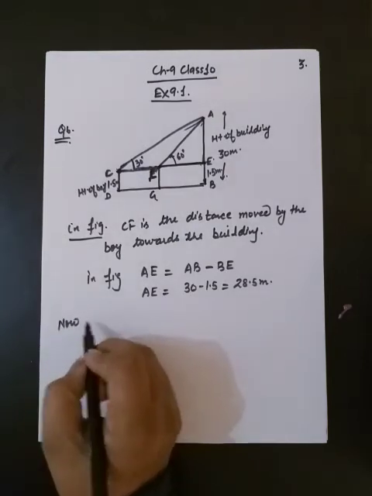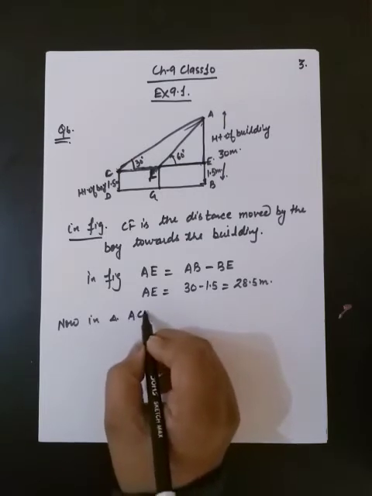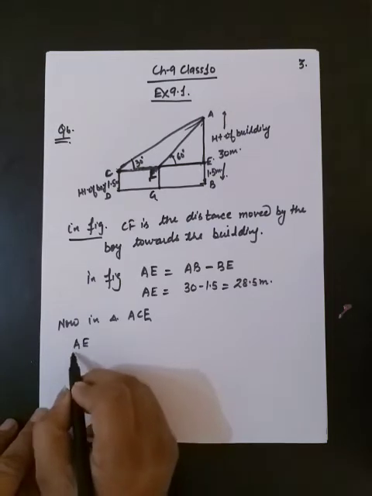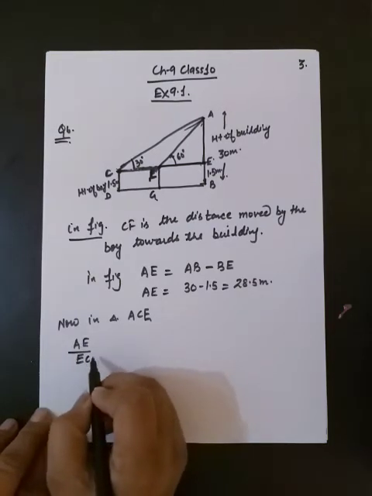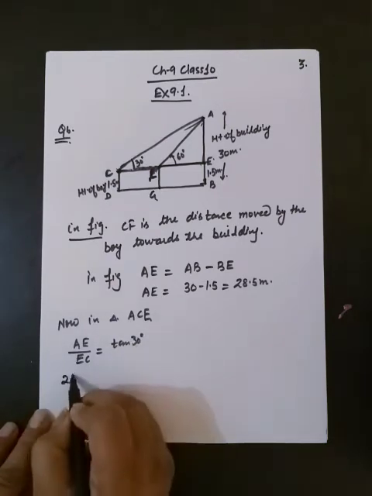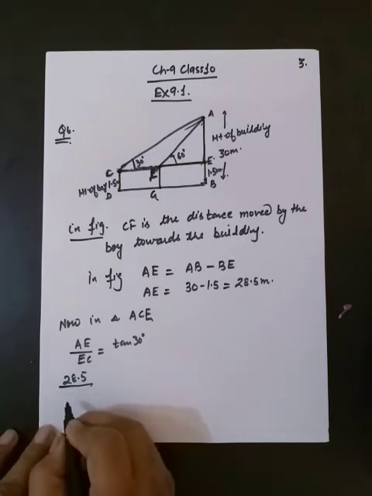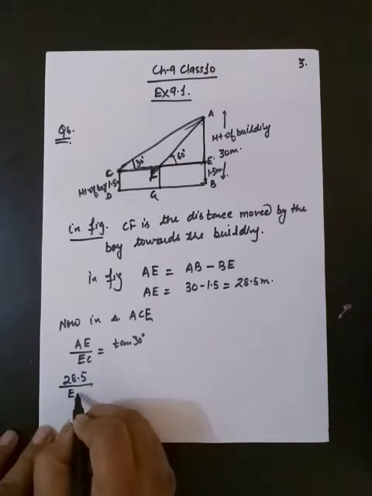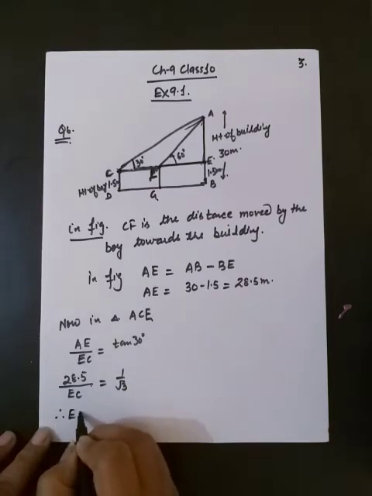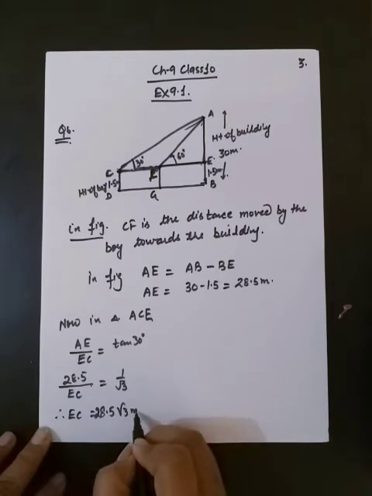Now in triangle ACE, AE by EC is equal to tangent 30 degree. AE is 28.5 and EC is not given and tangent 30 is 1 by root 3. So EC will be 28.5 root 3 meter.